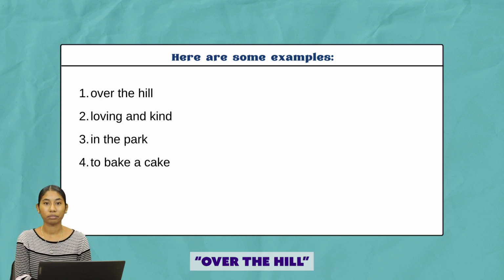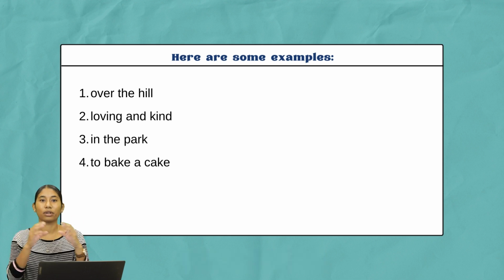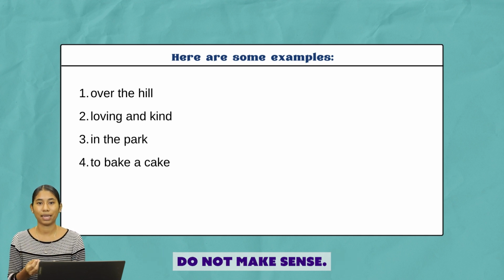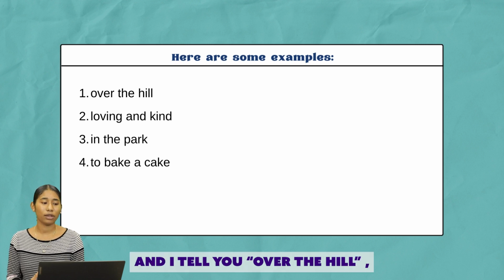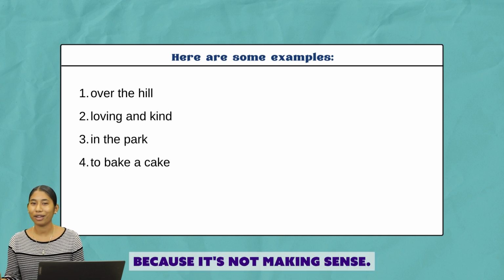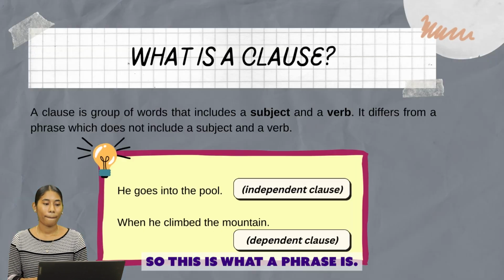So let's look at some examples of phrases. Over the hill, under the table, to bake a cake. These groups of words do not make sense. They do not express a complete thought. So if I walk up to you and I tell you, over the hill, you're going to be confused, right? Because it's not making sense. So this is what a phrase is.